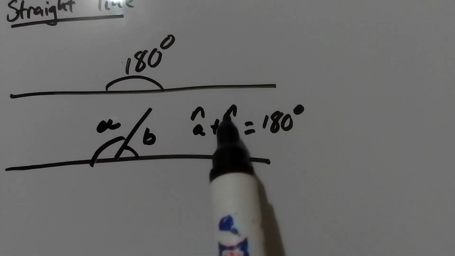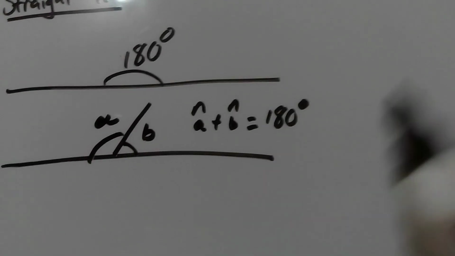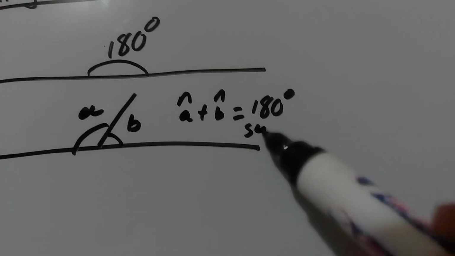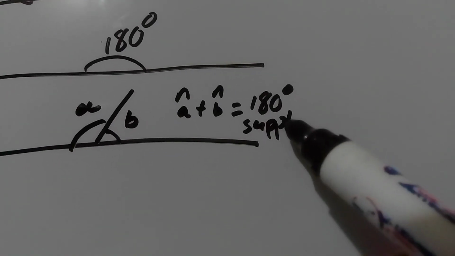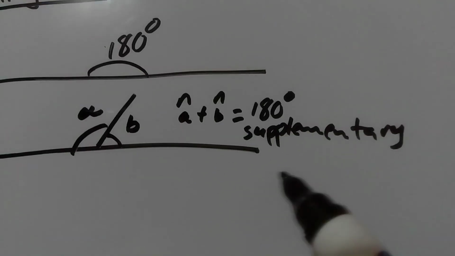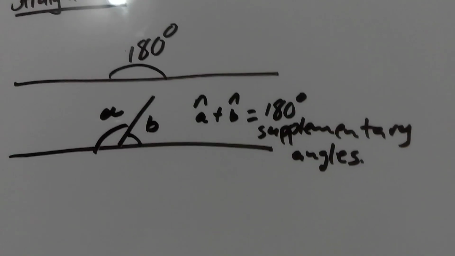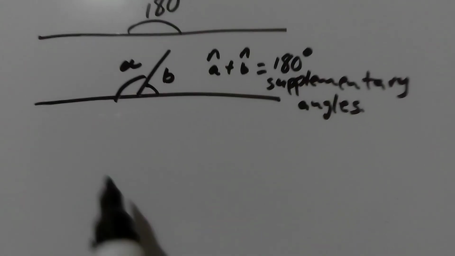Now, angle A plus angle B is equals to 180 degrees, and these two angles, they are known as supplementary angles. Right. Now, let's move on to the next one.